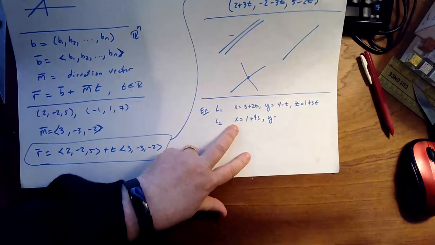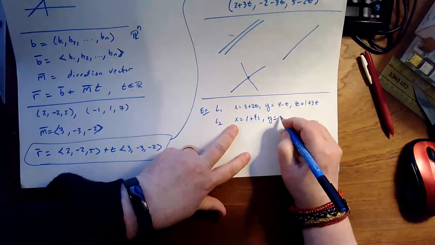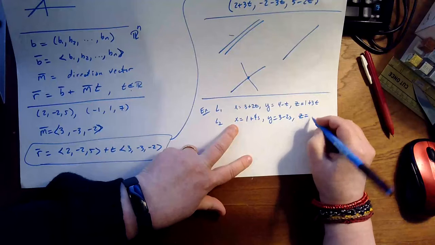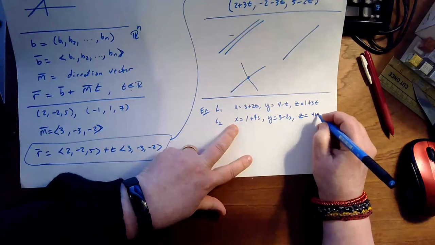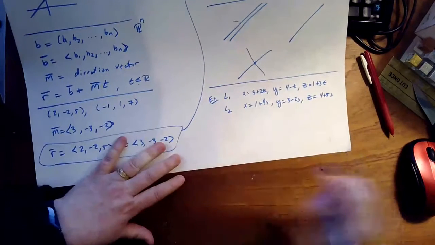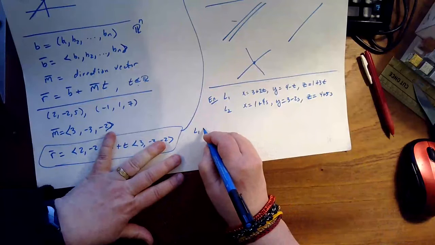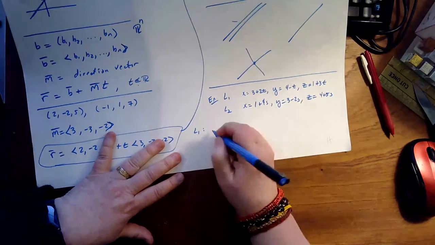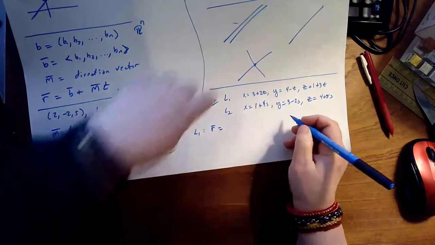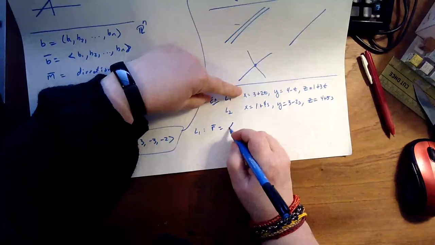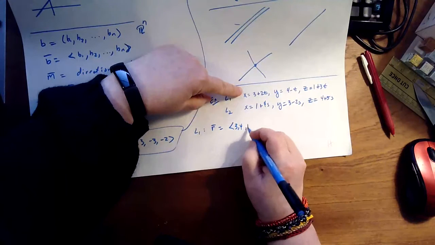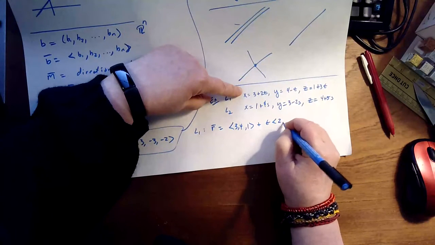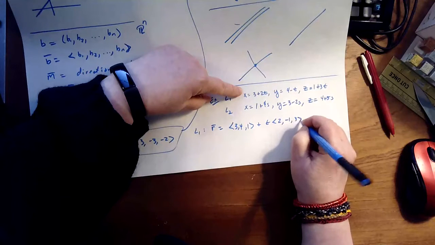I can't read over there. Y equals 3 minus 2s, and z equals 4 plus 5s. So let's look at these lines. For L1, I can describe this as r equals (3, 4, 1) plus t times (2, -1, 3).